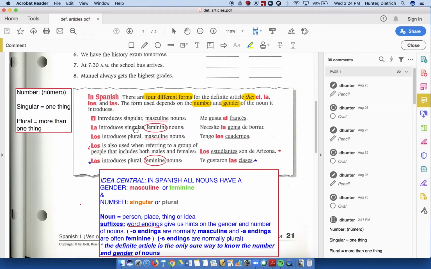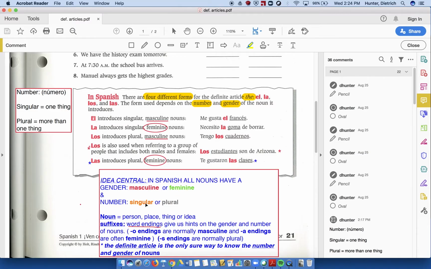La introduces singular feminine nouns. Necesito la goma de borrar. La goma would be the eraser. So erasers, again, don't have a sex, but they do have a feminine spelling. So it's used to determine spelling clues and how words will be spelled in a lot of different contexts.